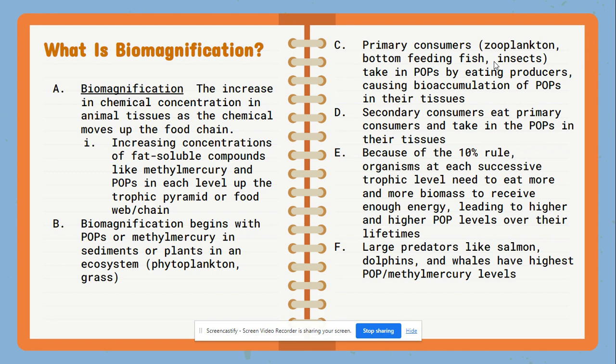And because of that 10% rule, we know that the pyramid, as we move up in trophic level, gets smaller and smaller. Less available energy means you're going to have to consume more biomass just to survive if you're an organism found at the very top. So this leads to higher and higher levels of those chemical compounds in their lifetimes. So large predators like a salmon, a dolphin, a whale, or even a human have some of the highest amounts of persistent organic pollutants or methylmercury found in their blood.